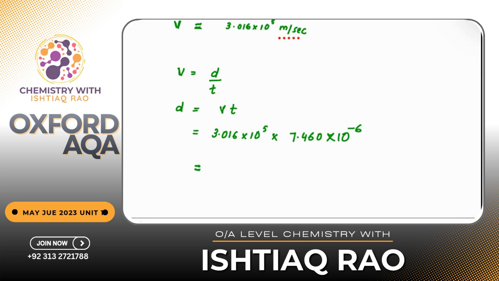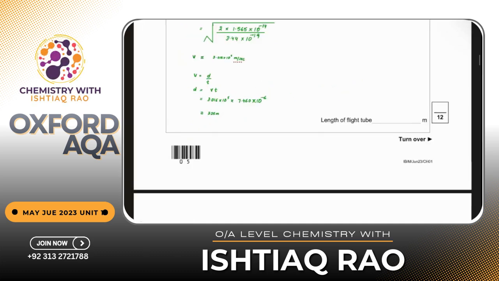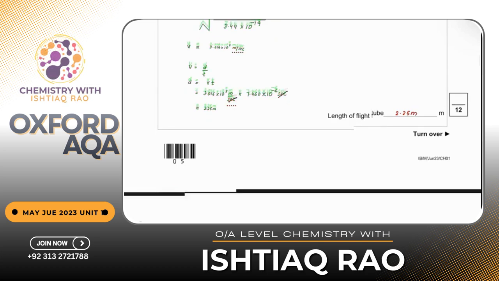The answer is 2.25 meter. You know why? Because the unit for the velocity was meter per second and the time is in second, so the second and second cancel each other. The resulting answer would be in meter. So it's going to be 2.25 meter. That's it.